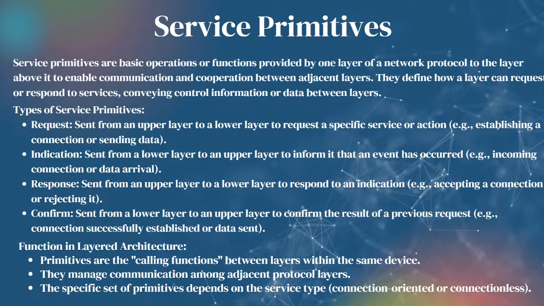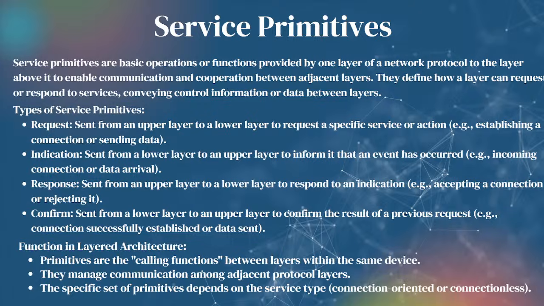So the response means accepting a connection or rejecting it. Indication says that I'm getting some information from the lower layer, that an event has occurred. And when it comes to the response part, it is responding whether the connection was accepted or rejected. And the final one is confirmation. Confirm means sent from the lower to the upper layer to confirm the result of a previous request. Whatever request was sent from the sender, from upper to lower, it comes to the indication.